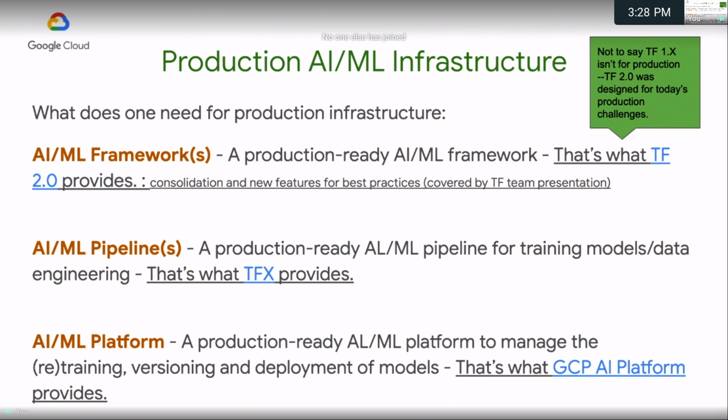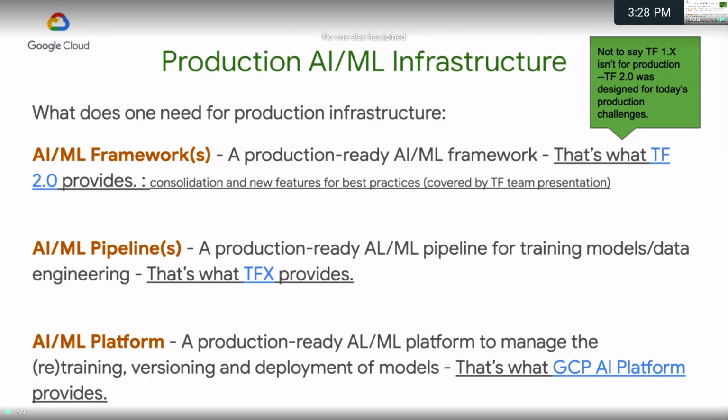You need production-ready pipelines for training, versioning, and serving your models, and that's what TFX is. If you're not familiar with the history of TFX, it's what Google used internally across all its own business organizations to serve its own models for 6 years before it was even open source. So it was already a very well-developed production system for pipelines.